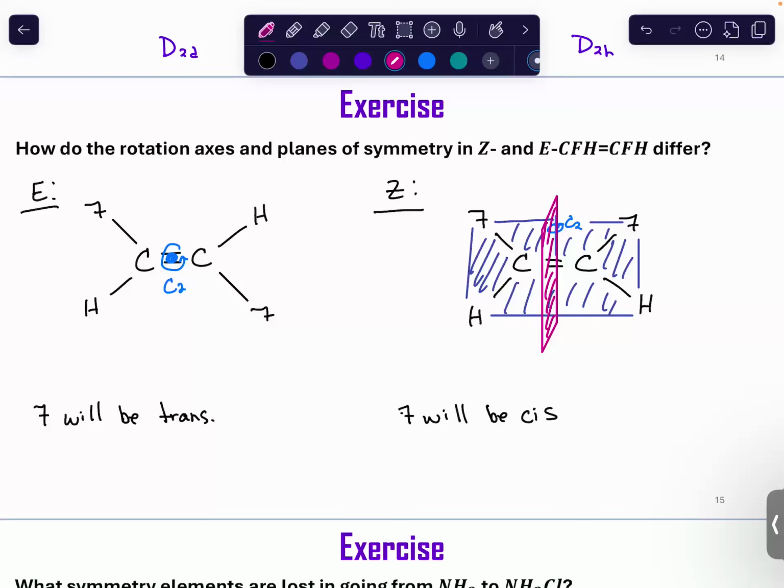Sorry for whoever's listening. That's okay. We got it right eventually. Now, what about the E configuration? This one just has the one. Right. That's why I wanted to say the other one had the one, because it's backwards in my notes, because I messed up Z and E the first time.